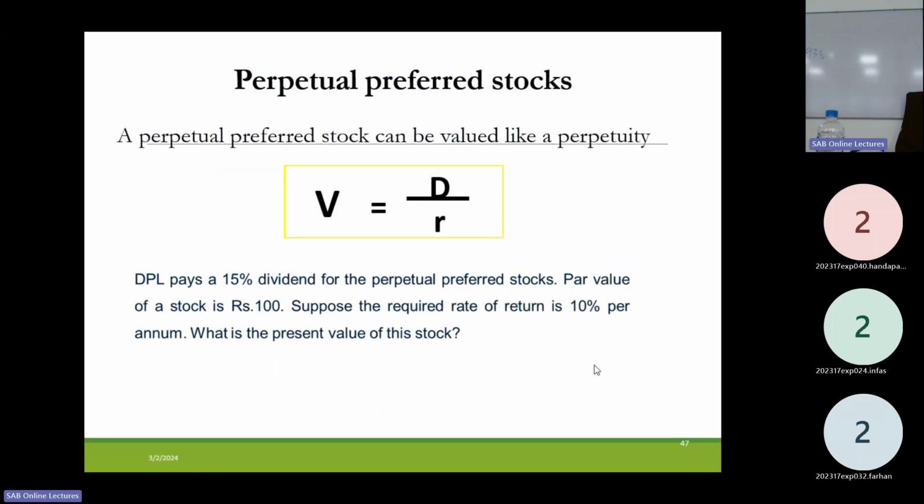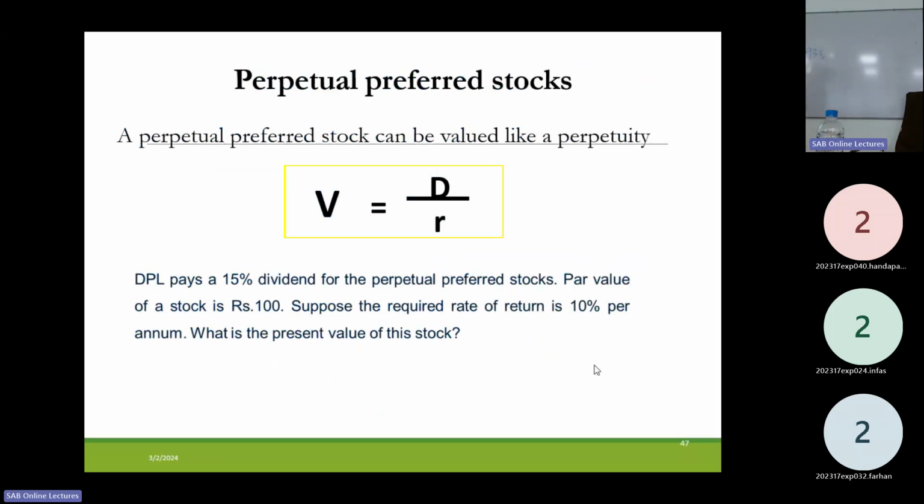Suppose that DPL pays 15% dividend for the perpetual preferred stock. Perpetual means no maturity, no redemption payment. Face value again 100, but no maturity. So 15% is the dividend rate. Par value of the stock is 100 rupees. Suppose the required rate of return is 10% annually. What is the value? So value you can calculate.